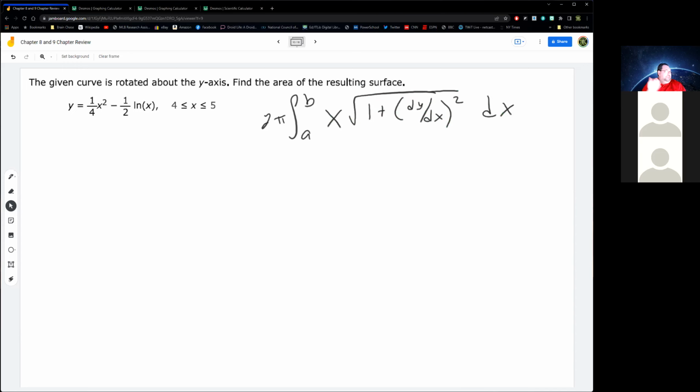All right, so same thing. Still got to find my derivative of this. So dy/dx is 1/2 x minus 1 over 2x. So we're going to square it.